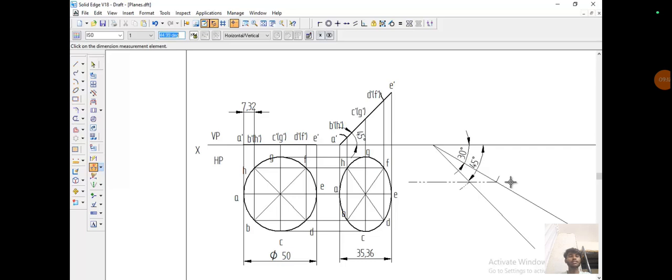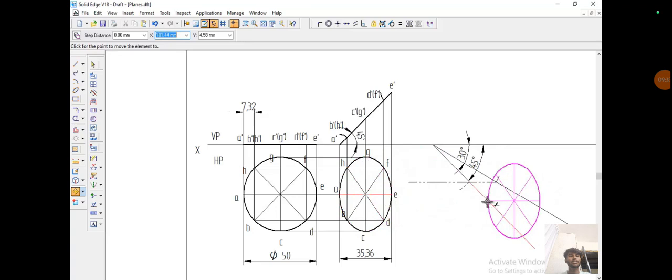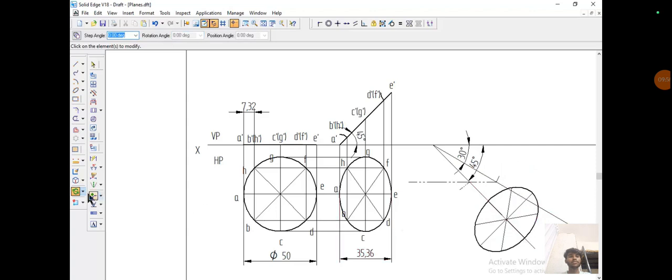After that show the angle. Go to option and press control and select the lines and also the circle, and move and take it to the 30 degree line and rotate. Rotate it and give the names here.